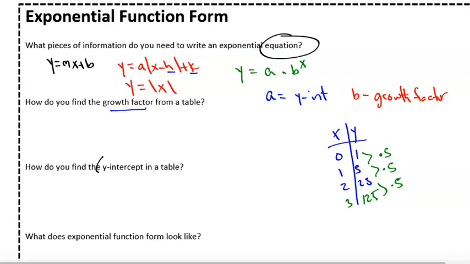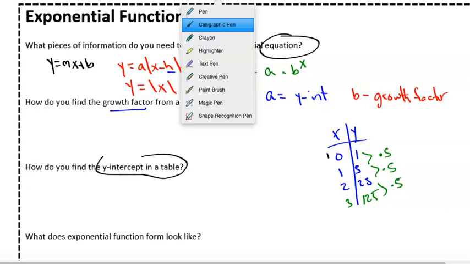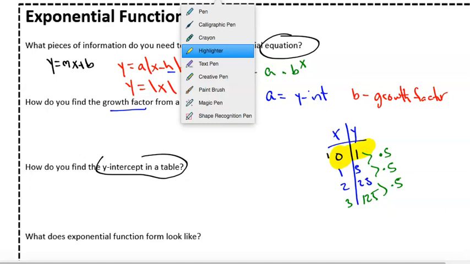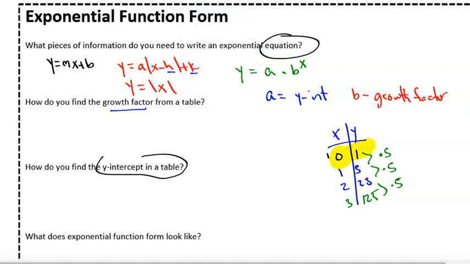How do you find the y-intercept in the table? Well, the y-intercept again is going to be wherever your x value is 0. Whenever you have an x value of 0, then the corresponding y value is your y-intercept there.